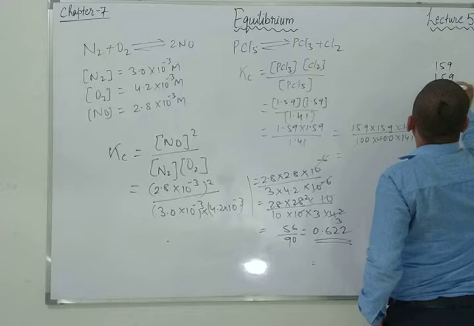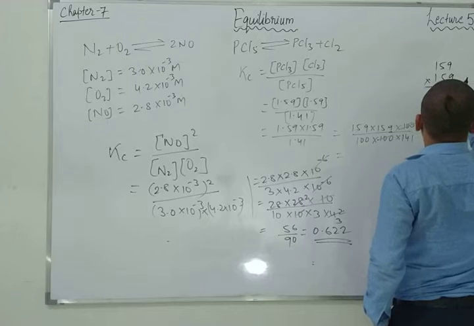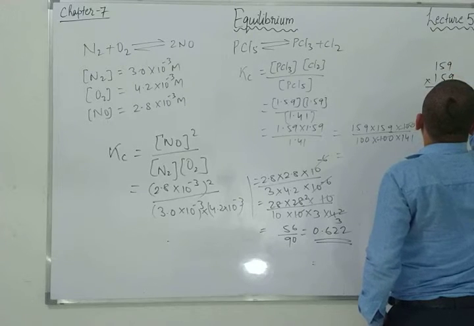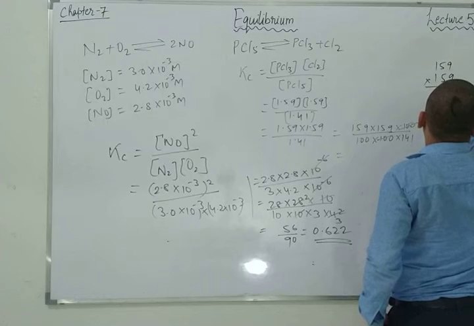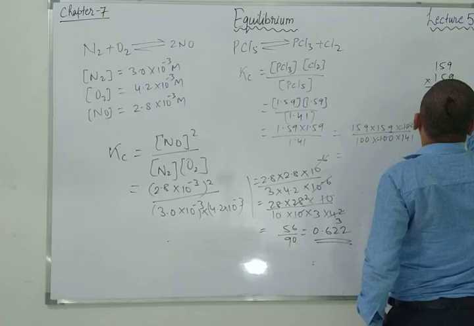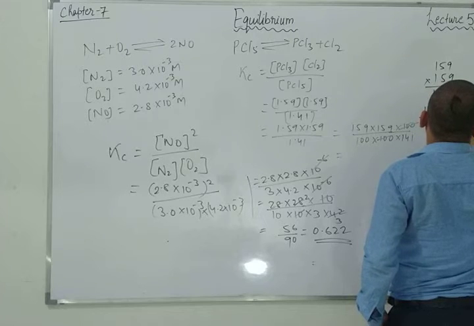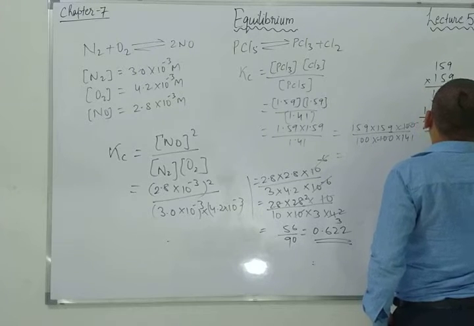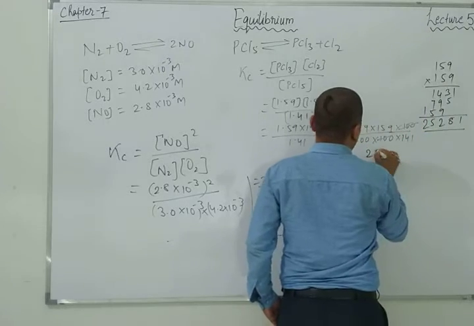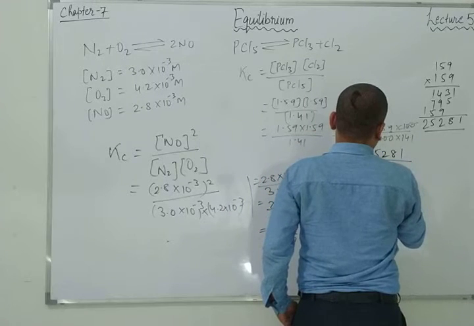So let us see the value of 159 into 159. 9 9s are 81, 9 5s are 45 and 8 is 53, 9 5s are 45, 5 9s are 45, and so on. So the product is 25281. And then we divide by 141 into 100.